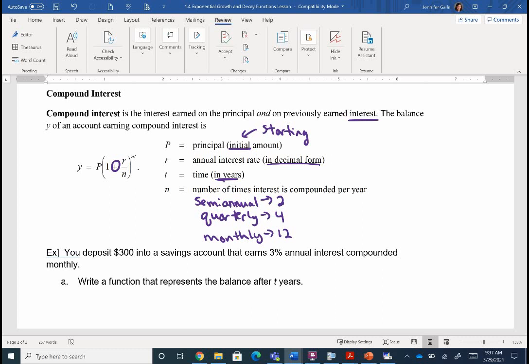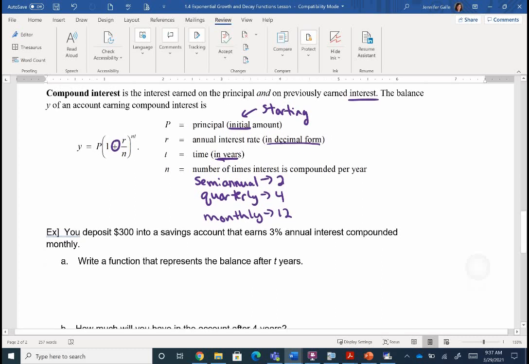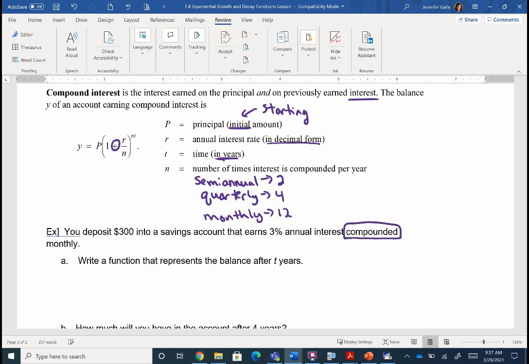All right, so let's put this one into practice. Let's say you deposit $300 into a savings account. It earns 3% annual interest compounded monthly. Here's a keyword to let me know this is the setup I'm going to use: my interest is compounded. This is a compound interest formula. So if you're told interest is compounded, this is the route we're going to go.